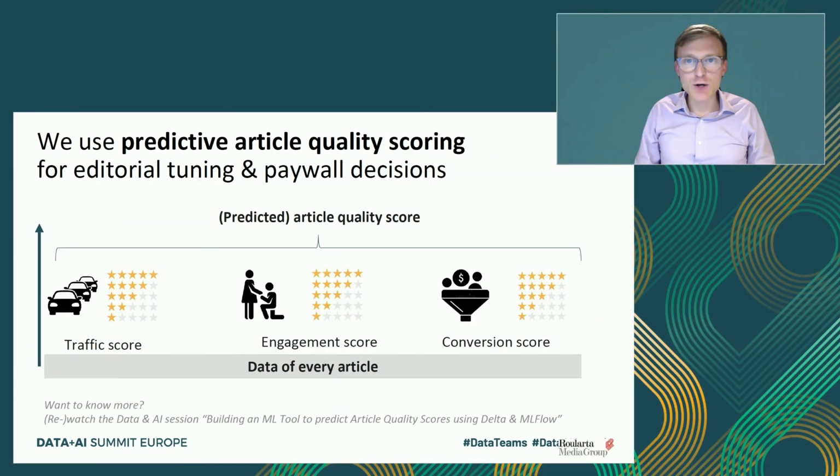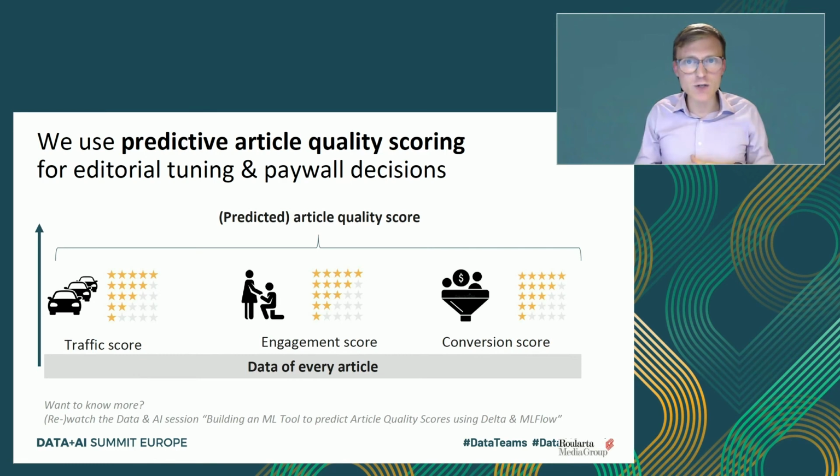As a news writer, it's very tough to really understand why one of my articles does well versus another article that doesn't. As such, the predictive article quality score tries to give a predictive element of how the article will be good at, for example, creating traffic, creating engagement, or creating conversion.